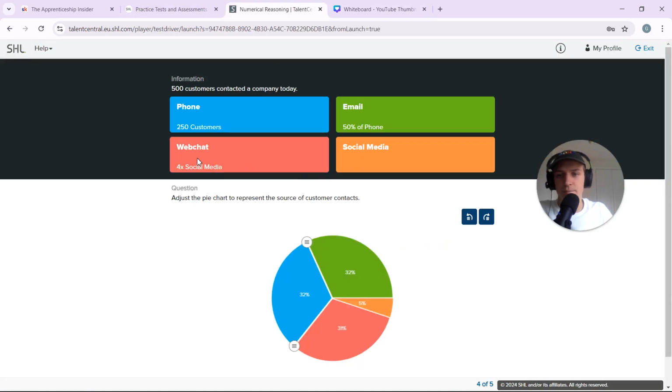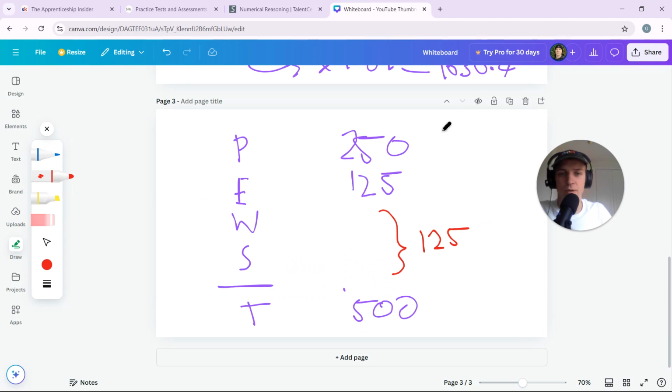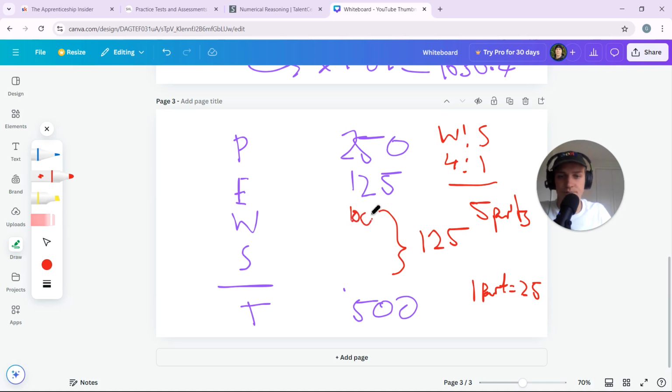Then you need to look at the split. So web chat is 4 times social media. So essentially that's the ratio we can do here. Web chat to social media is a 4-to-1 ratio, and that means there's 5 different parts essentially. So you divide 125 by 5, so 1 part equals 25. Okay, and that means we can look at this ratio. The web chat is 4 times 25, so this is going to be 100. And then this one's just 1 part, so it's 25, okay?